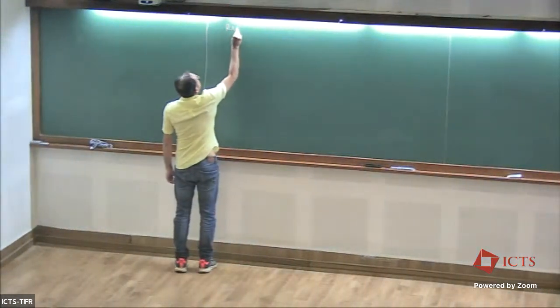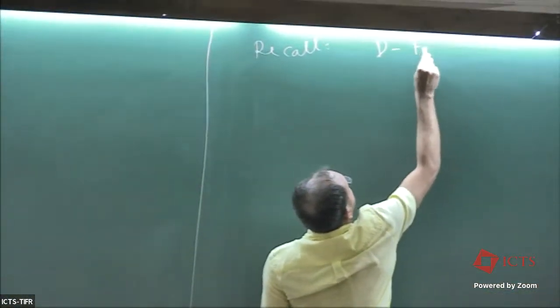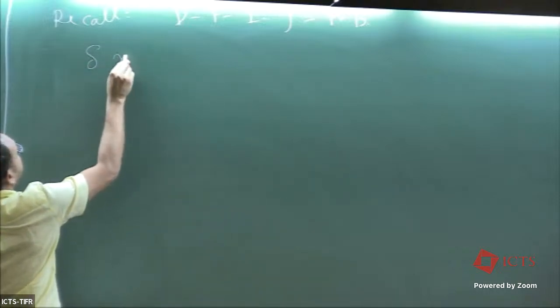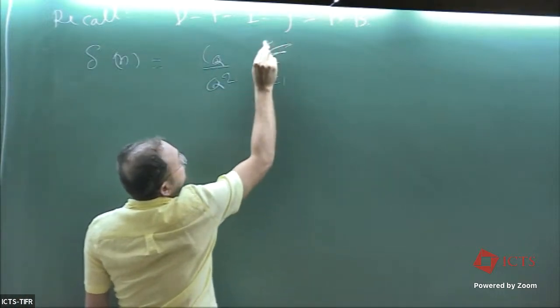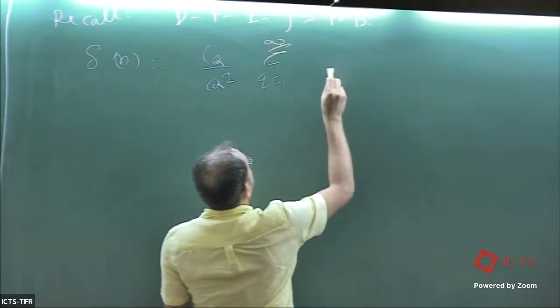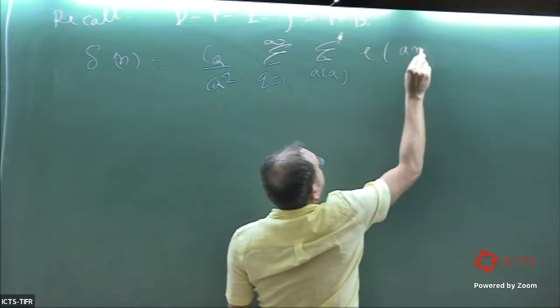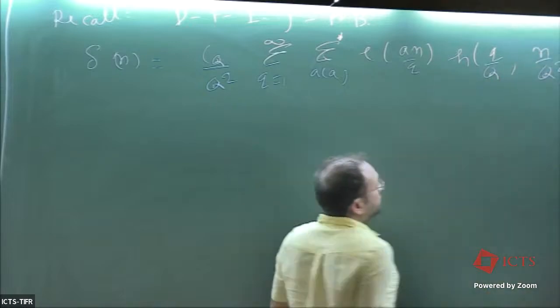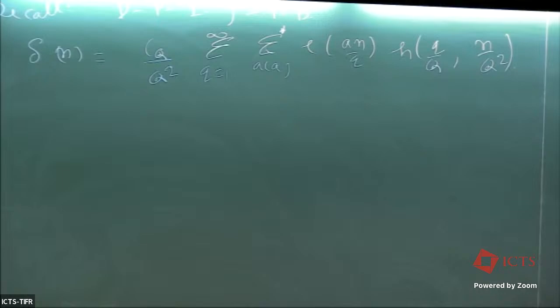Recall, we are proving the formula: the sum of c_q by q squared, summation q from 1 to infinity, and the summation of a modulo q star, e of an by q, h of q by q, and n by q squared. For some nice weight function h of x, y, we will derive the sum formula. We have already proved this one, but let's quickly recall how the proof goes.